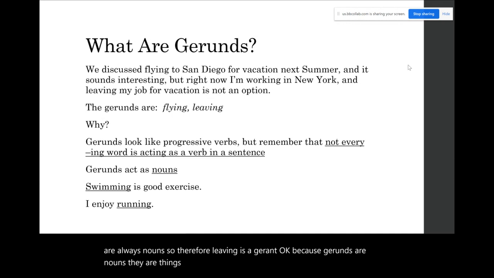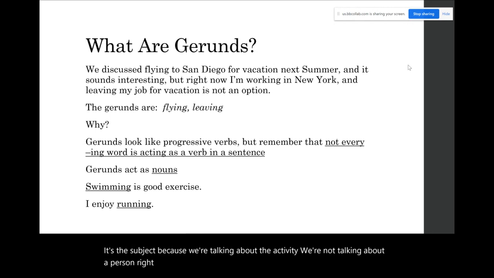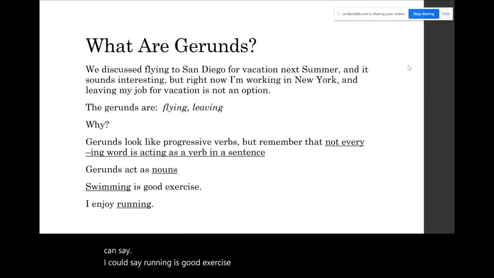They're activities. So let me show you a couple more examples. Swimming is good exercise. Okay, what is the subject? Swimming. It's the subject because we're talking about the activity. We're not talking about a person right now, or an action. We are talking about the activity. Just like I can say, running is a good sport. Running is good exercise. Lifting weights is good exercise. It is good exercise, right?